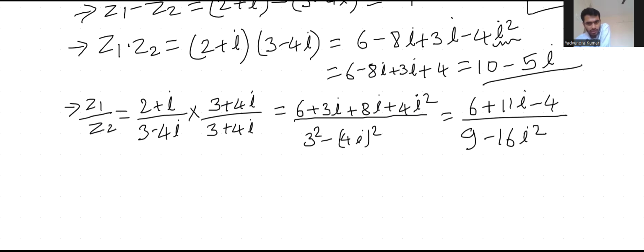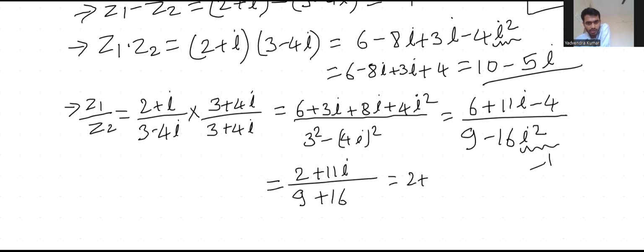So now further this can be written as 6 minus 4 is 2, plus 11 iota, and the whole divided by 9 plus 16. Why 16? Because this iota square is minus 1. So it is going to be 2 plus 11 iota, the whole divided by 25. And finally, we can write 2 upon 25 plus 11 upon 25 iota.